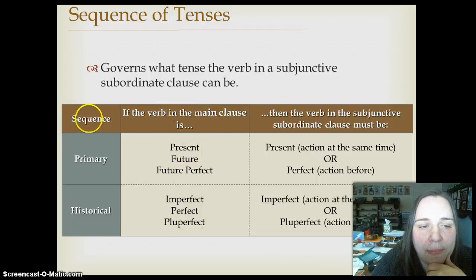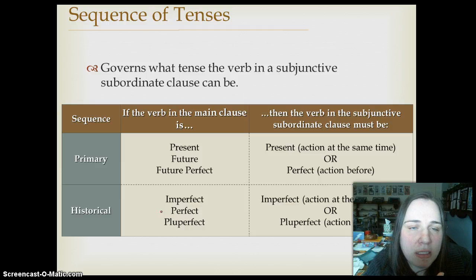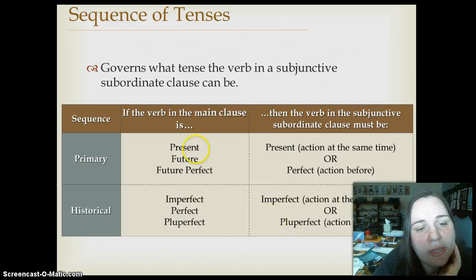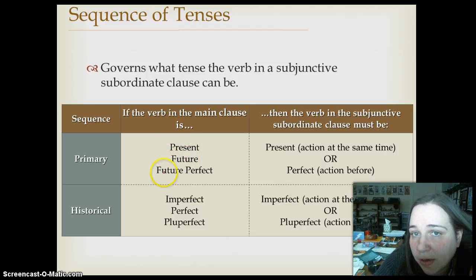The first column dictates the sequence. The second column tells you what tense the verb in the main clause is, and depending on what tense that is, that will dictate whether you can have present or perfect, or imperfect and pluperfect in the subjunctive subordinate clause. So, primary sequence is when you have a verb in the main clause in the present tense, future tense, or future perfect tense, okay?